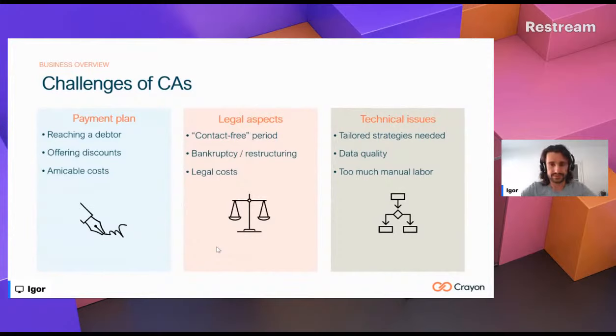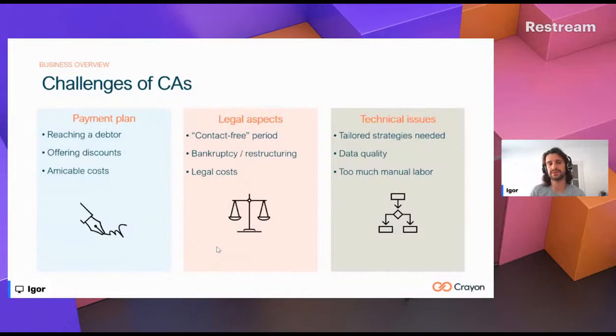Yeah, so here we try to specify the particular challenges which are in front of the collection agency, and we group them into three different pillars. So the first one is everything which is connected to the payment plan.